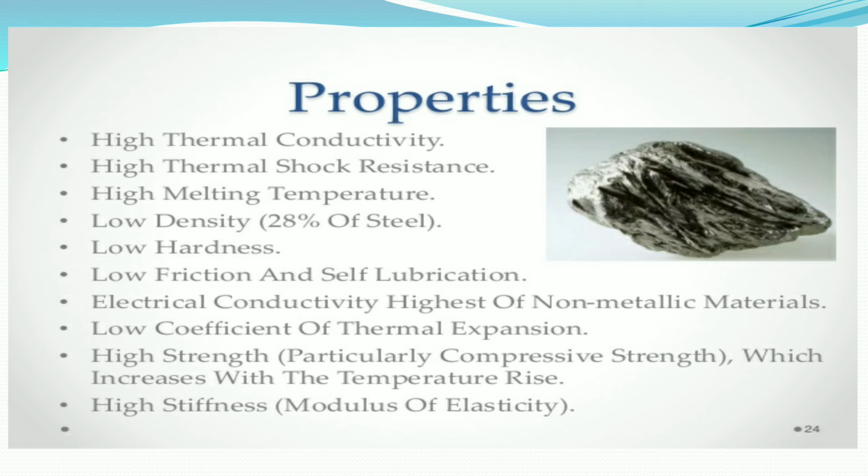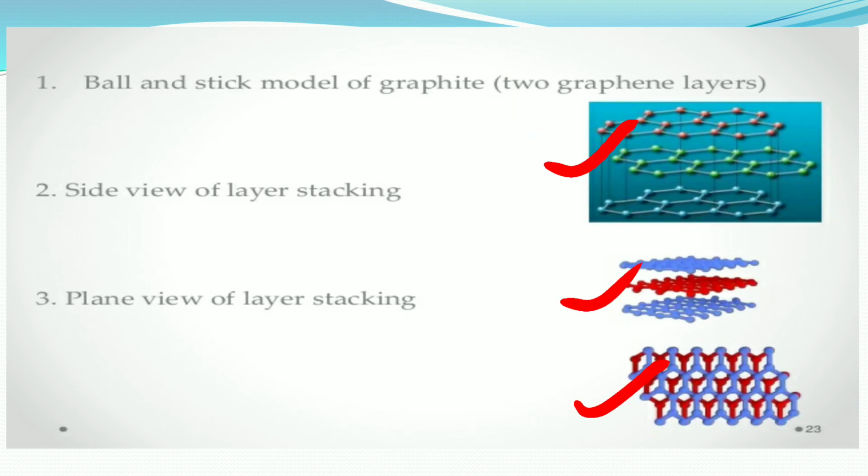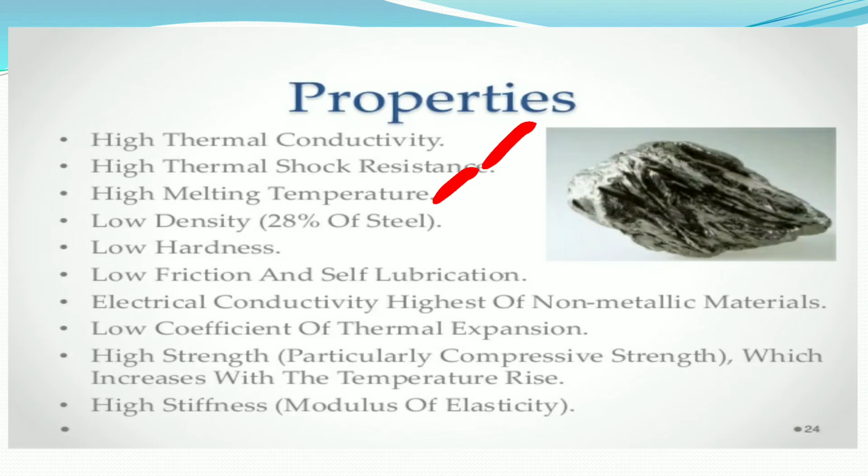It has high thermal conductivity, thermal shock resistance, high melting temperature, low density, and low hardness. Why do they have low hardness? Because of their structure. Here you can see the one layer and the two layer which have a gap, a distance of 3.35. Due to this large distance between these two layers, this graphite becomes soft. Okay, here this has low friction and self lubrication.